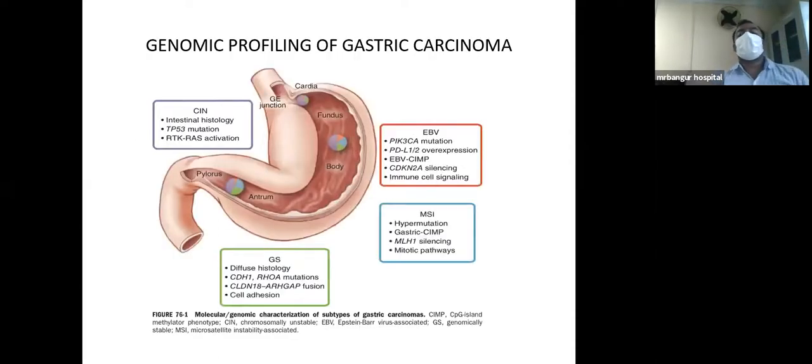Now, genomic profiling of the gastric carcinoma. It has been found that carcinomas occurring in the cardia of the stomach are mostly chromosomally unstable, and histopathologically intestinal histology has been found. The mutation we found there is generally TP53.